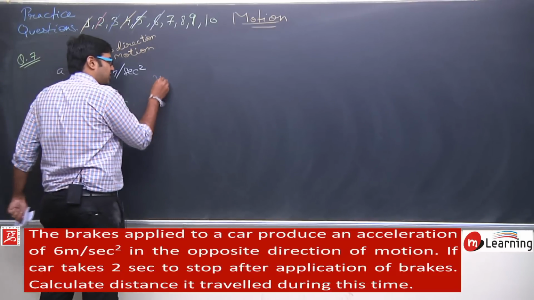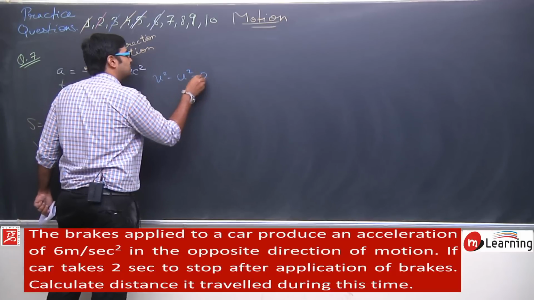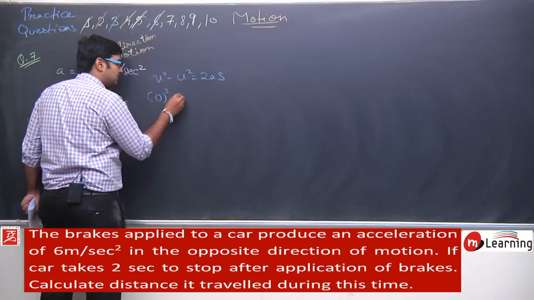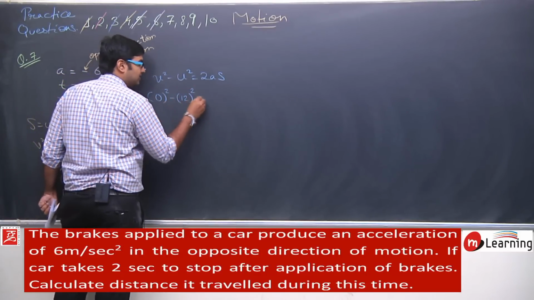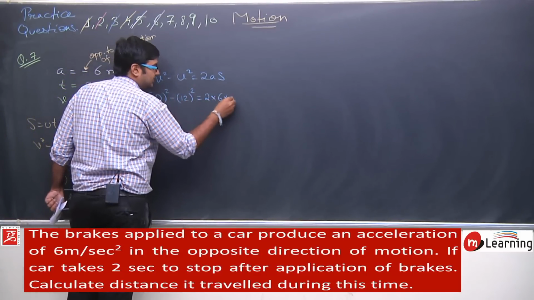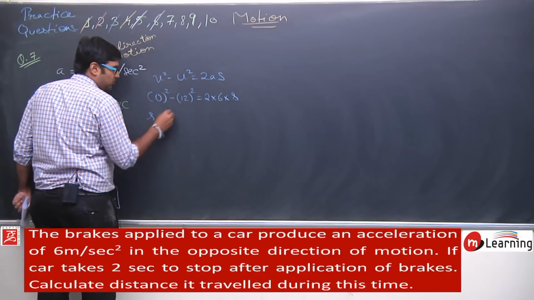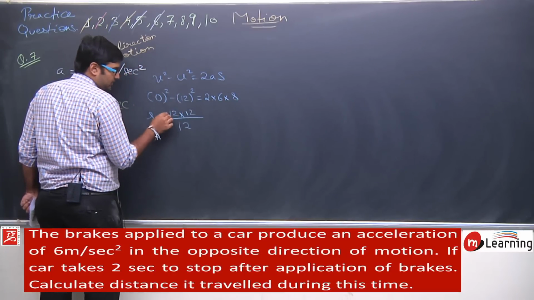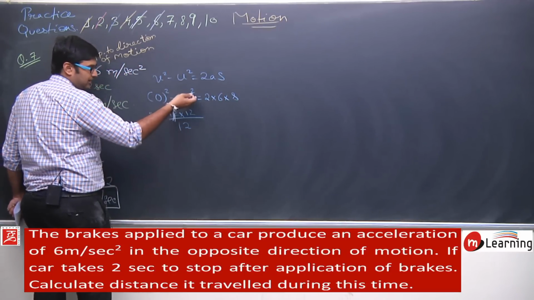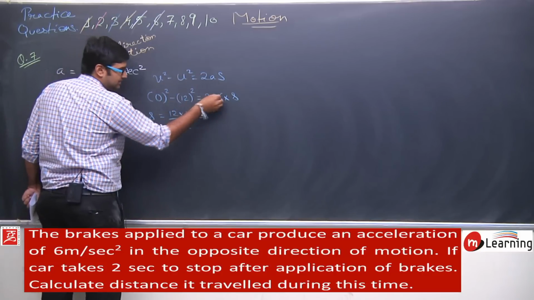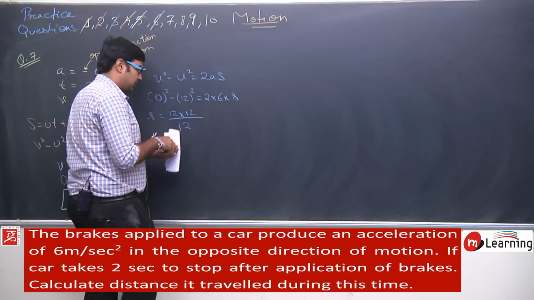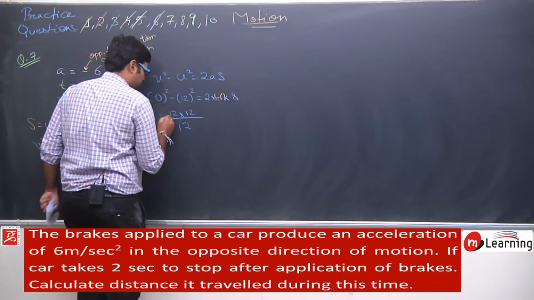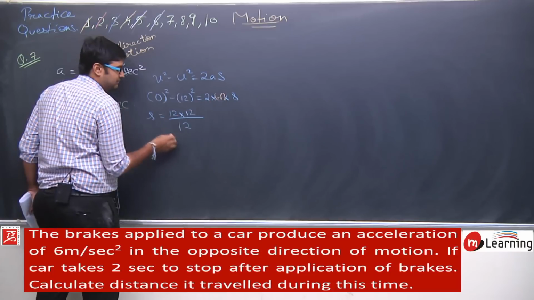So the equation is v square minus u square is equal to 2as. Now what is v? v is 0, minus u square, which is 12 square. This is 2 into acceleration, which is 6, into s. So s will come out to be 12 into 12 upon 12. Okay, this will be 0 minus 12, v square minus u square. Acceleration is minus 6. I am sorry, I had written it as 6. It is minus 6. Okay, so this negative sign will get cancelled.